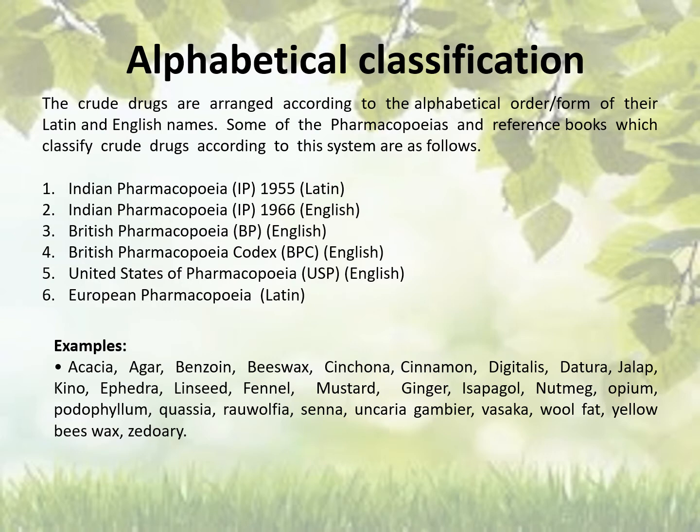So here we take an example. Our first example is acacia. All the crude drugs which start with alphabet A are put together, like acacia, agar, etc. Similarly, all the crude drugs which start with alphabet B are put together, like beeswax, benzoin, and so on. After that, drugs starting with C, D, E, and so on. It will go on like this.